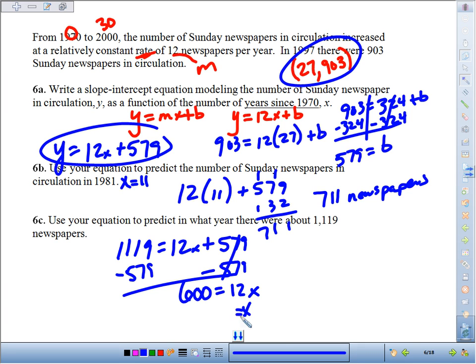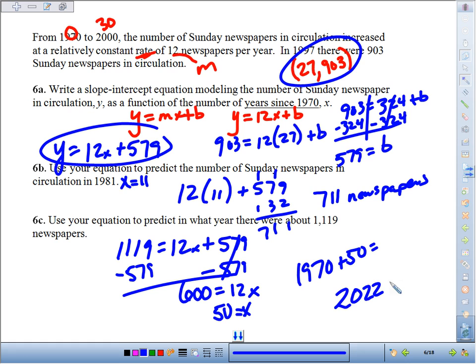It doesn't mean in the year 50 there were this many newspapers in circulation. There weren't. Well, maybe there were. I don't know. But remember, we're talking years since 1970. So 50 years since 1970, we're looking at the year 2015, 2020. Something's goofy here. I don't remember that answer.